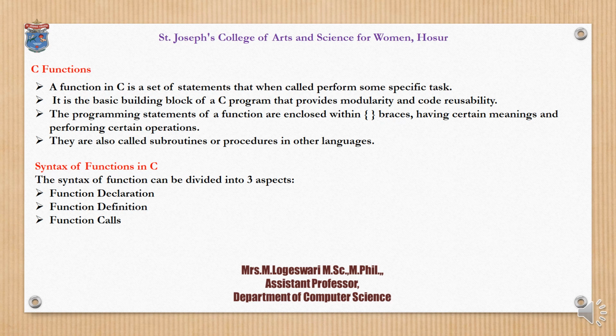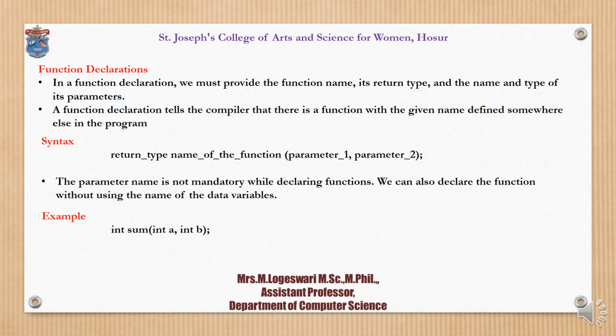What is the syntax for the function? The syntax of functions has three aspects: function declaration, function definition, and function call. We are going to see function declaration first. So what is meant by function declaration? We must provide the function name, give the return type, and the name and type of the parameters. The function declaration tells the compiler there is a function with a given name. We can define it somewhere else in the program.